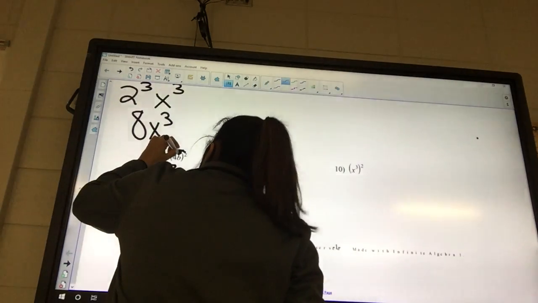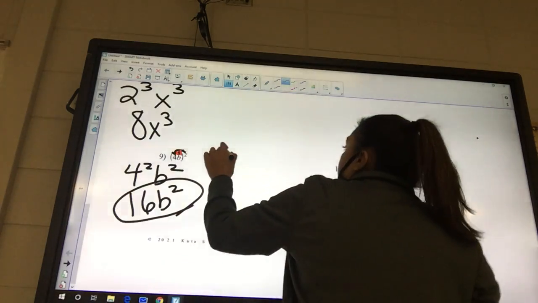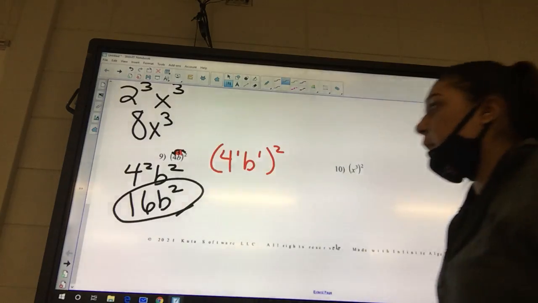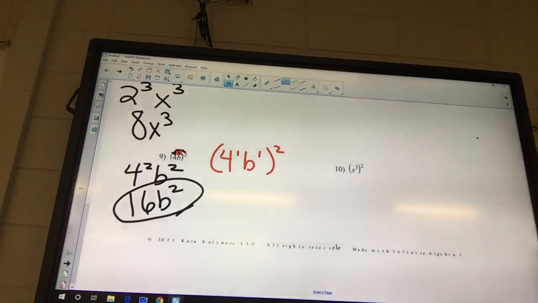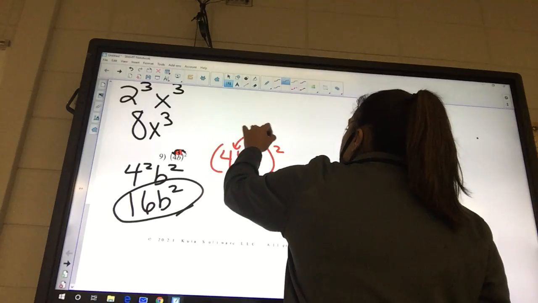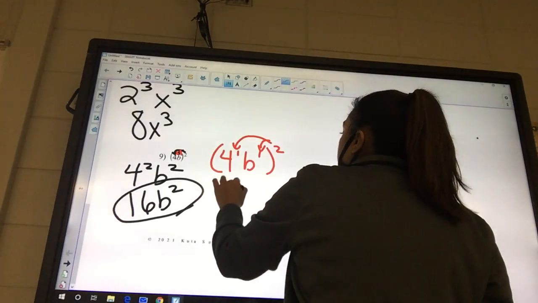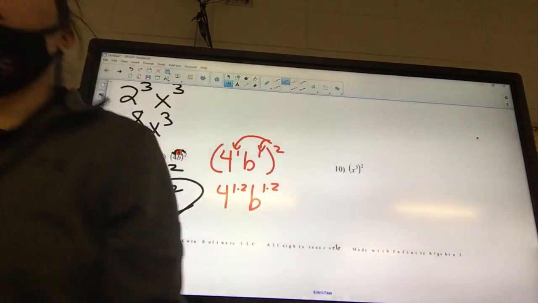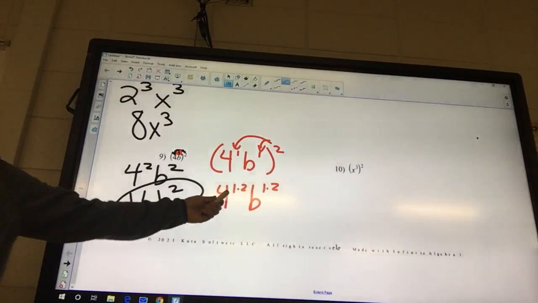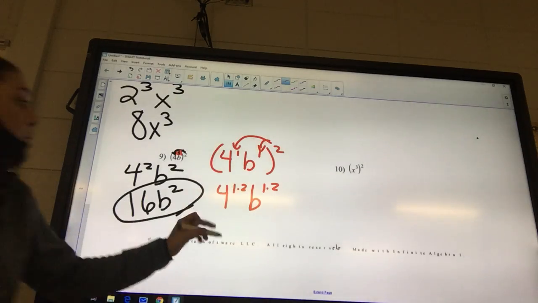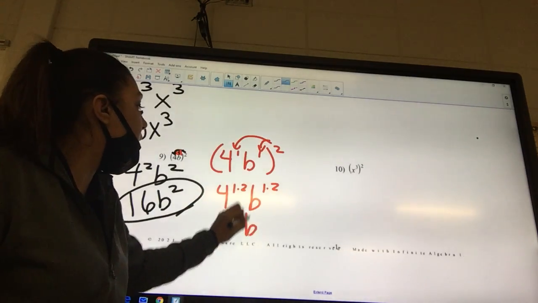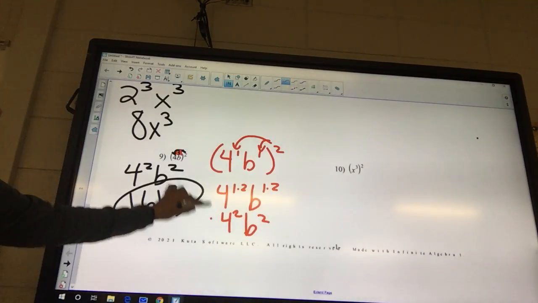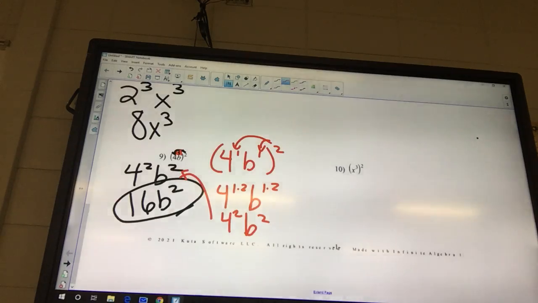Okay, there's really a 1 right here and a 1 right here. Okay, and I'm going to write it out. So it's really 4 to the 1, b to the 1 squared. Okay, now we don't write it like that. So what happens is we distribute this to each little number. So it's really 4 to the 1 times 2, b to the 1 times 2, like you were doing above. Okay, now what is 1 times 2? 2. So you got 4 to the 2. What is b to the 1 times 2? 2. Okay, now look, we're right here. So it saves you a bunch of extra steps, right?